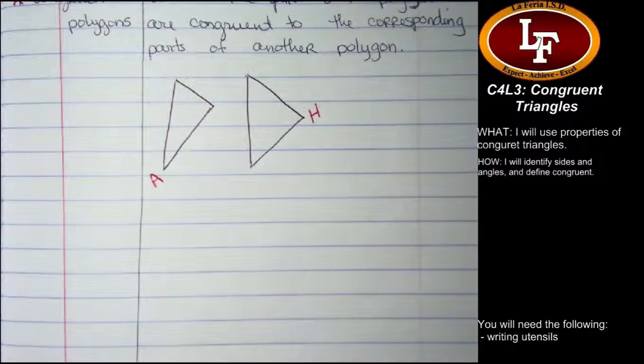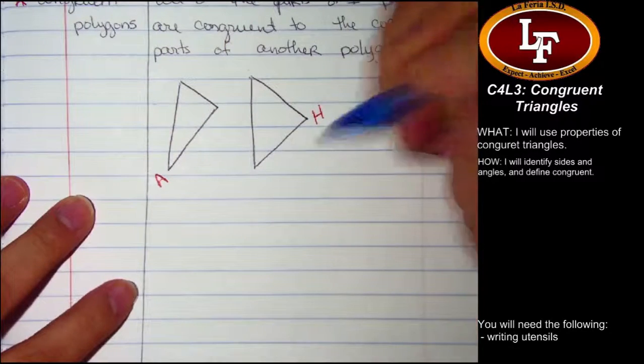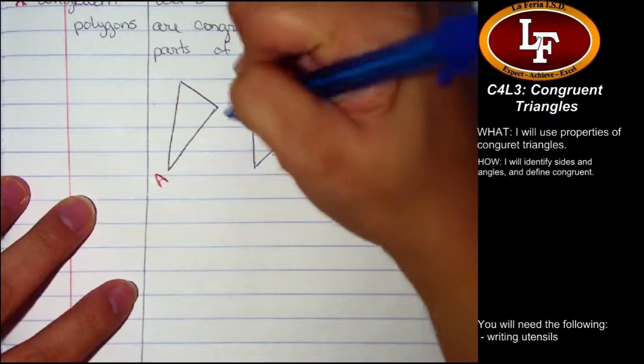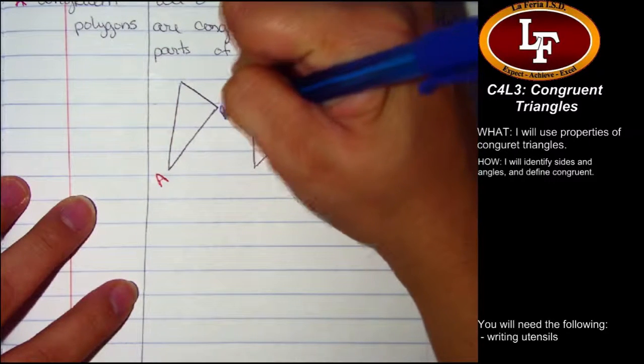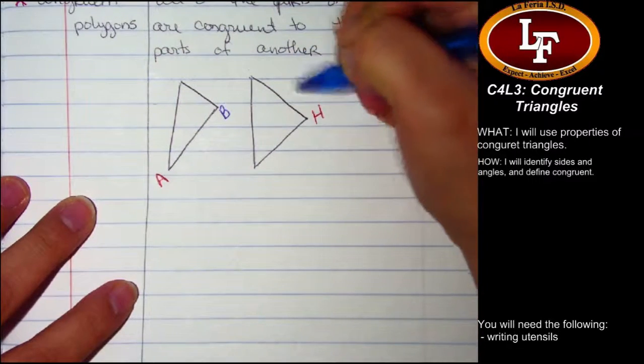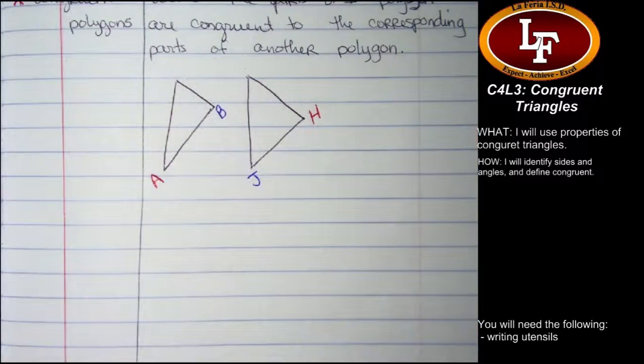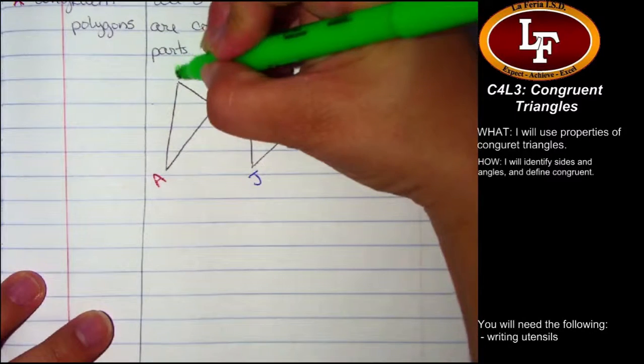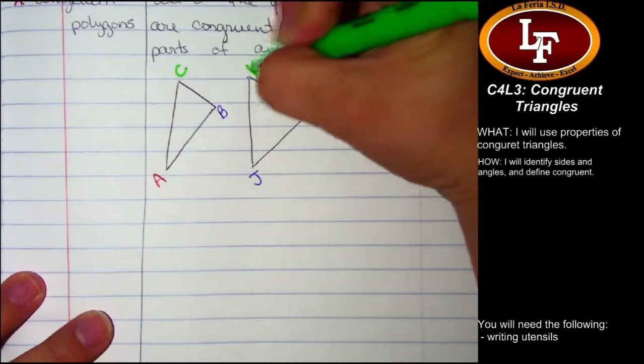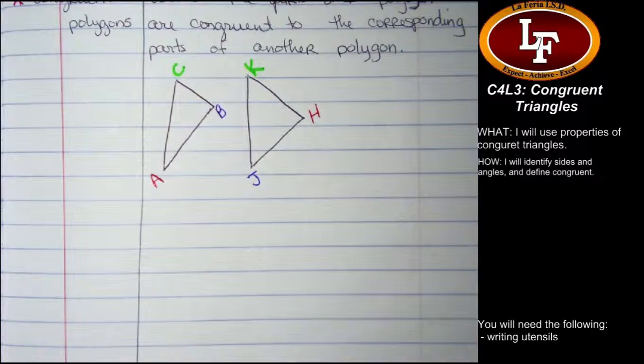All right. In a different color, you're going to mark this one as B, and let's mark this one as J. Use the same color as the one for B. And then in a different color, let's mark this one as C, and in that same color, this one is K. All right, so far so good.